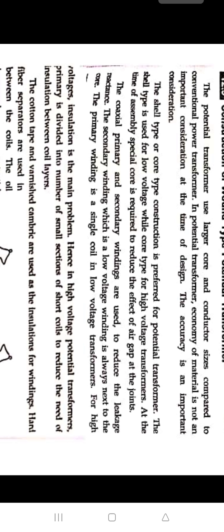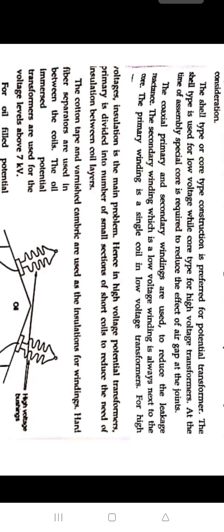At the time of assembly, special core is required to reduce the effect of air gap at the joints. The coaxial primary and secondary windings are used to reduce the leakage reactance. The secondary winding, which is the low voltage winding, is always next to the core. The primary winding is a single coil in low voltage transformer.